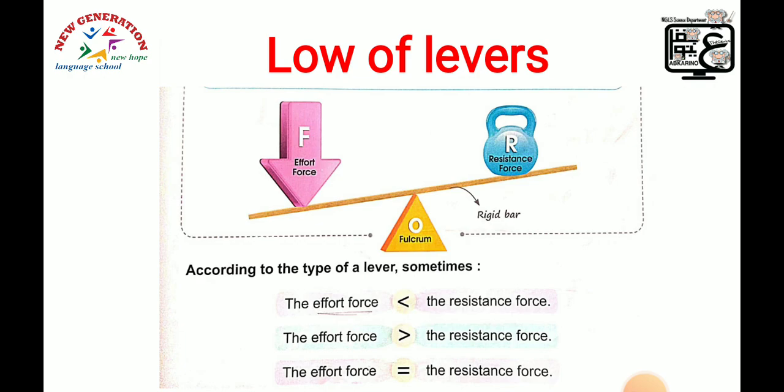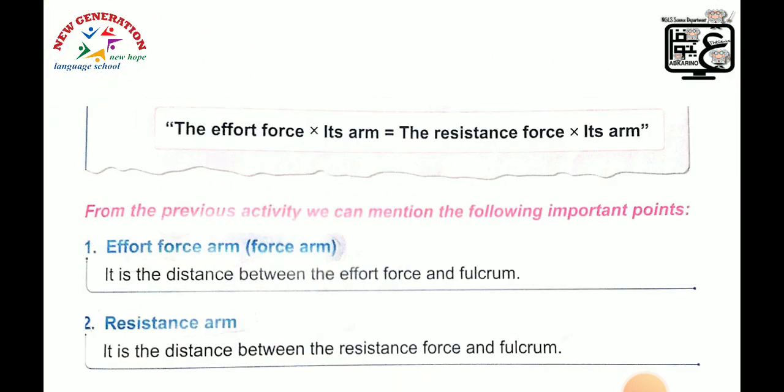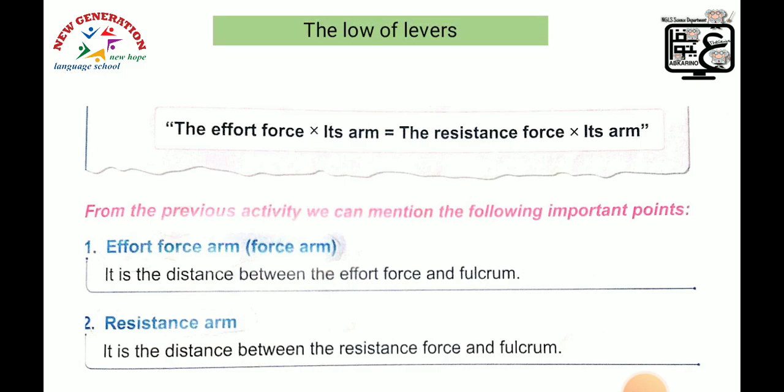Last session, we talked about the levers, and the levers are a rigid bar, straight or curved, that rotates around the fixed point called fulcrum, and it's affected by resistance force and effort force. So our session for today is about the law of levers. The law of levers states that effort force times its arm equals resistance force times its arm. Again, the law of levers states that the effort force times its arm equals the resistance force times its arm.